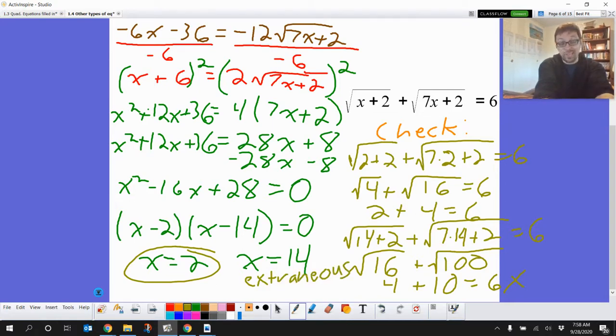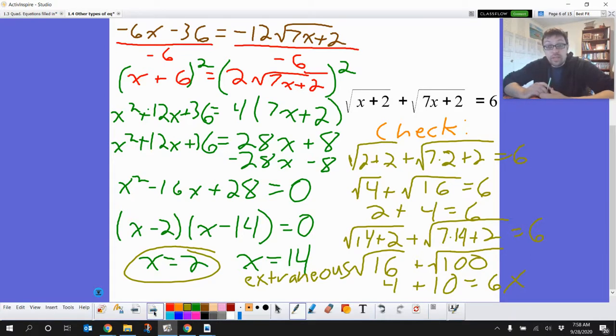14 is an extraneous solution. It does not work in our problem. It works in terms of the algebra, but if we go back to the original problem, it does not make sense. That's what I was talking about earlier about that plus or minus. There's certain times where it makes sense and certain times it doesn't. It's kind of creeping up in an odd sense in this one. So 14 is extraneous. Our only answer is 2.